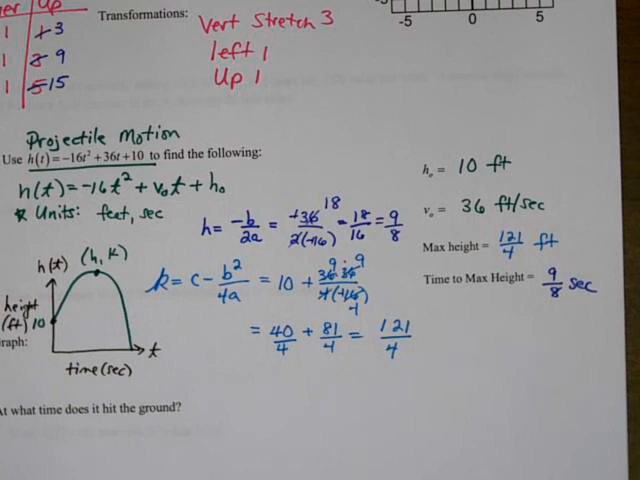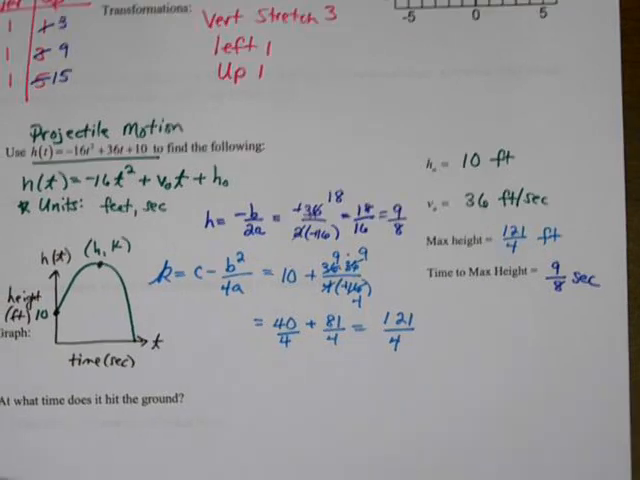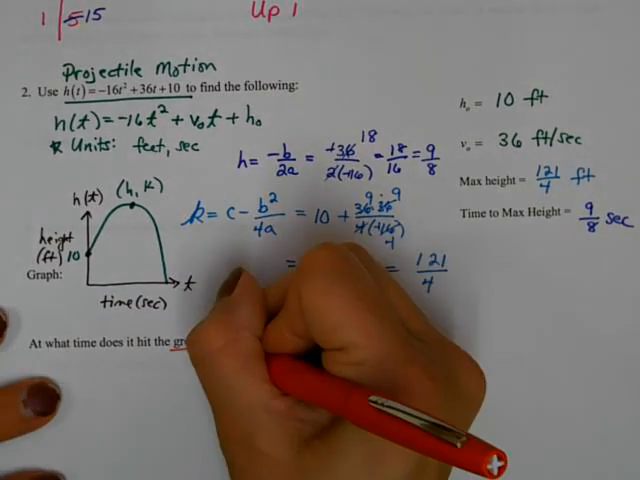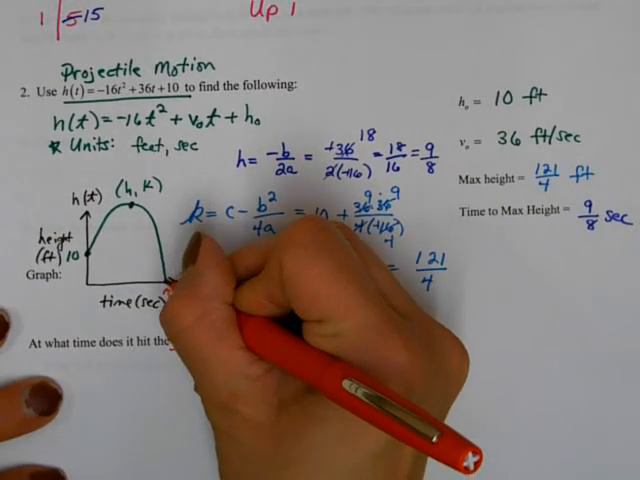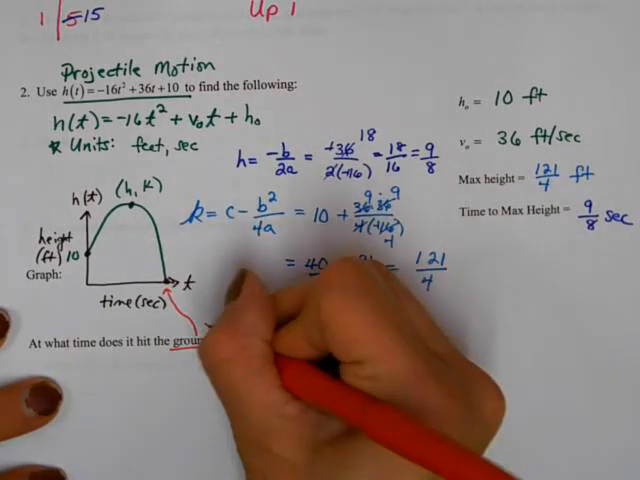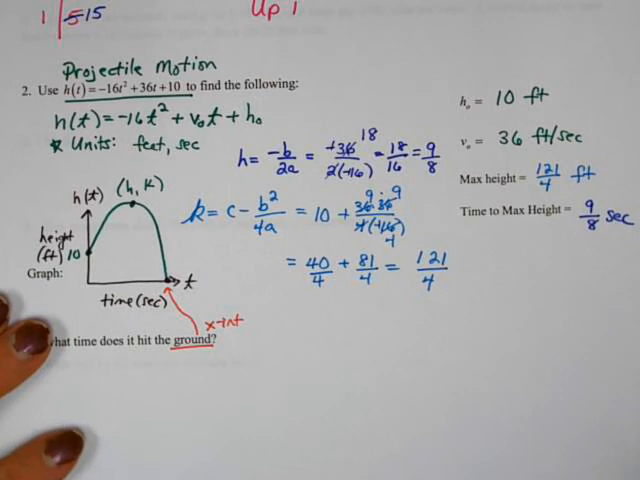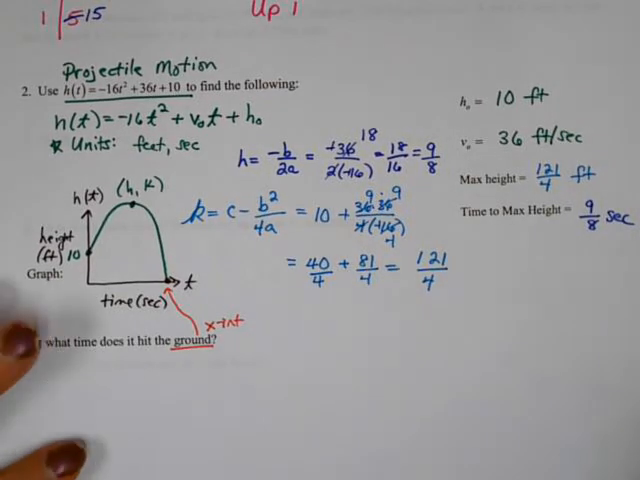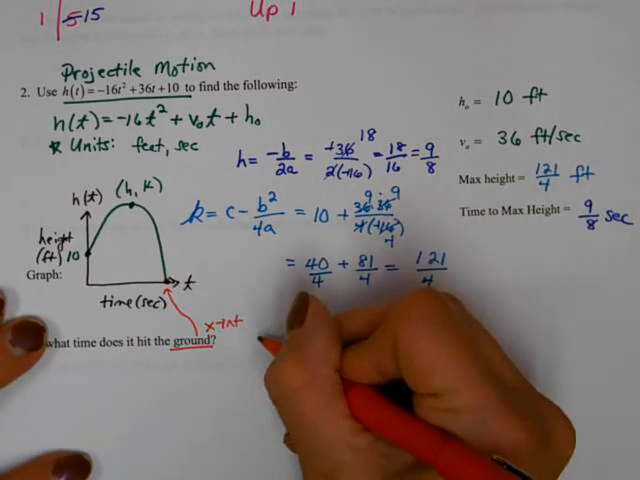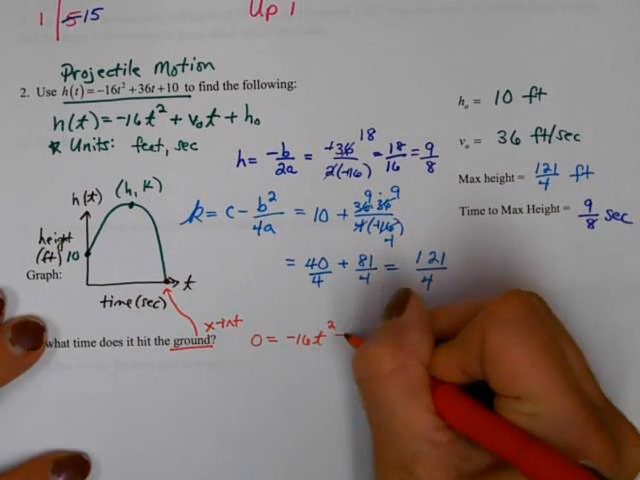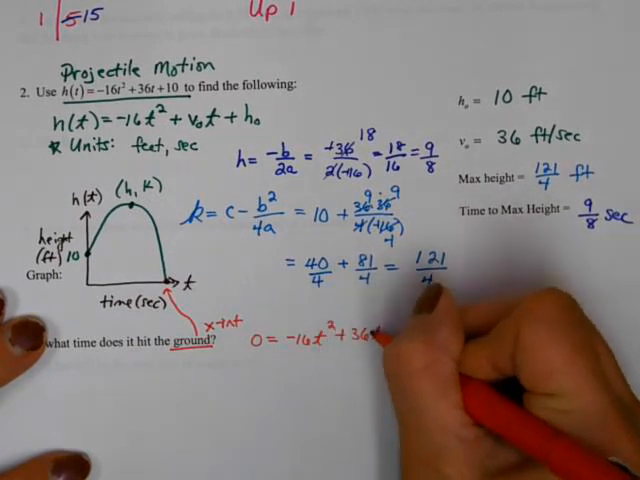Okay. At what time does it hit the ground? I got to get out my red pen for this problem. This is the one more people had trouble with. The ground is right there. The ground is an x-intercept. And how do you find an x-intercept? You let y equals 0. Okay, so 0 equals. Let's go ahead and write tiny because I think I'm going to do lots of steps for this problem.